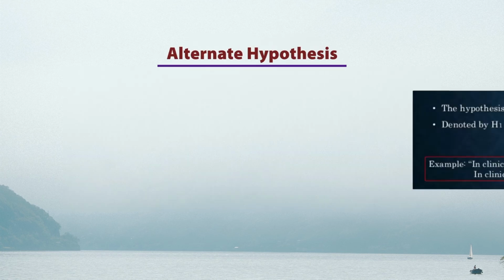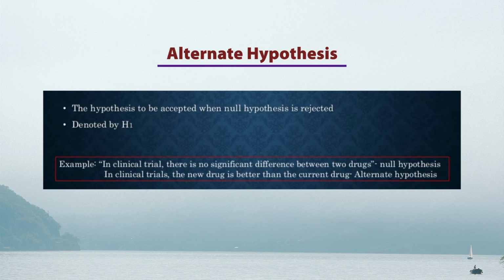Now when we move to the alternative hypothesis, it is the hypothesis to be accepted when the null hypothesis is rejected. That is very true, and it is denoted by H1 or HA, as we have talked about. If you see the statement which we used in the null hypothesis, we are creating a replica of that. In a clinical trial, there is no significant difference between two drugs. This was the null hypothesis, and now the alternate hypothesis is: in clinical trials, the new drug is better than the current drug.